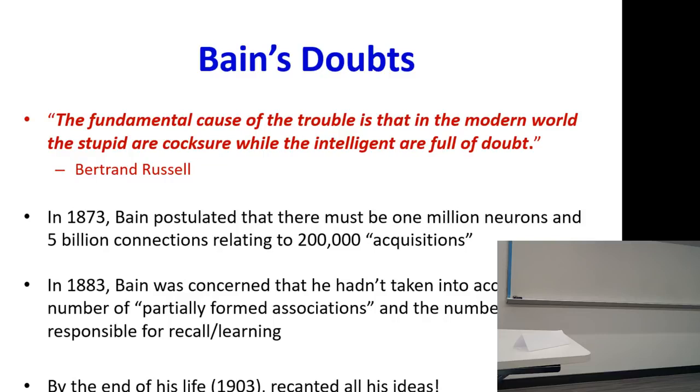Then he said, wait, 200,000 acquisitions is not going to explain everything that we do. The number of different inferences that we make is much, much larger than that. And then we also have lots of partial acquisitions stored in the head. So he worked out the arithmetic. And mind you, all this time people were scoffing at him. Nobody believed him. And eventually, by 1903, he said, nah, I was wrong. He apologized to the world and died.